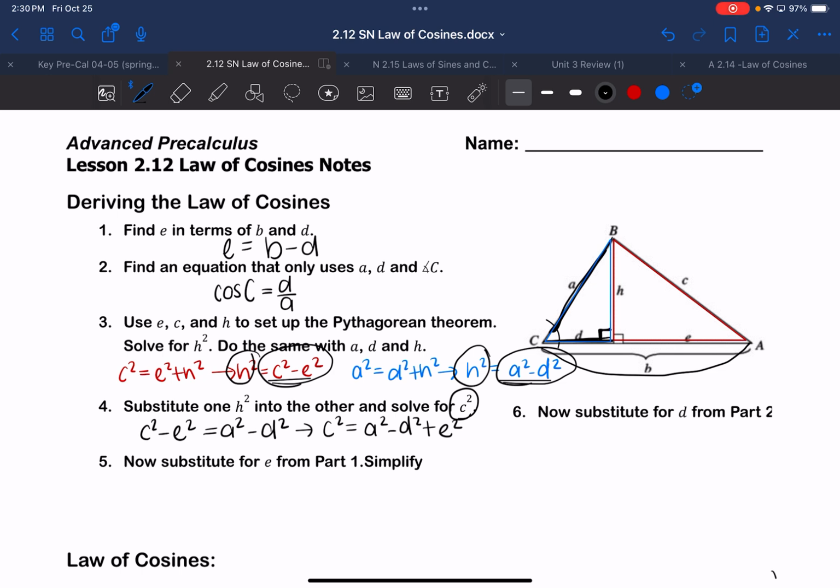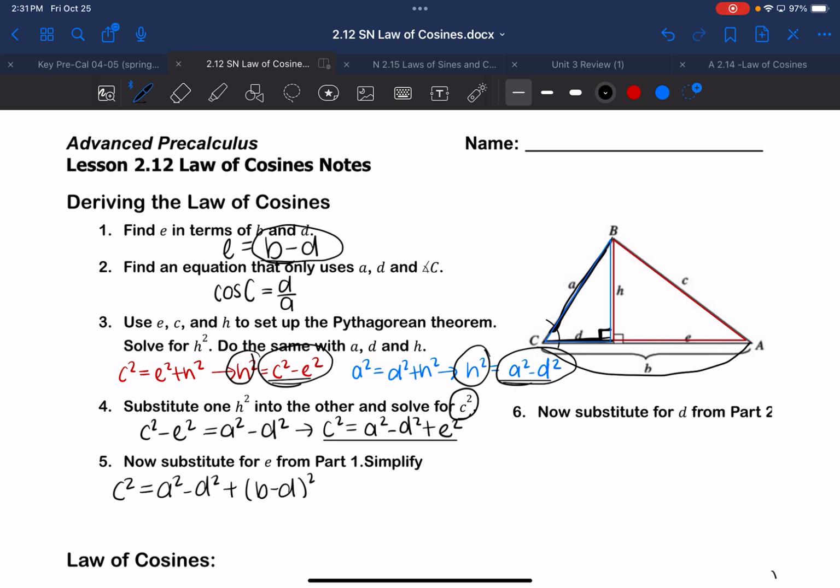Okay. Step number 5 says now substitute for E from part 1. Well, in part 1, we said that E was equivalent to B minus D. So I'm going to rewrite this equation that we just put down, but replace the E with B minus D. So now we're going to have C squared is equal to A squared minus D squared plus, instead of E, I'm supposed to replace it with B minus D. And that E was squared, so B minus D needs to be squared as well.